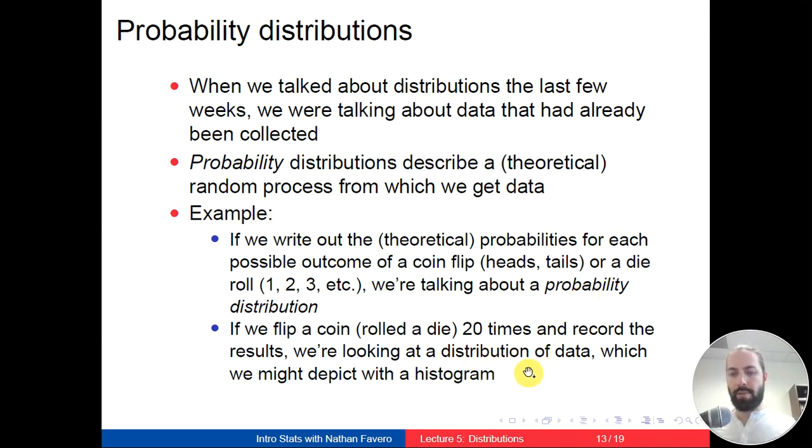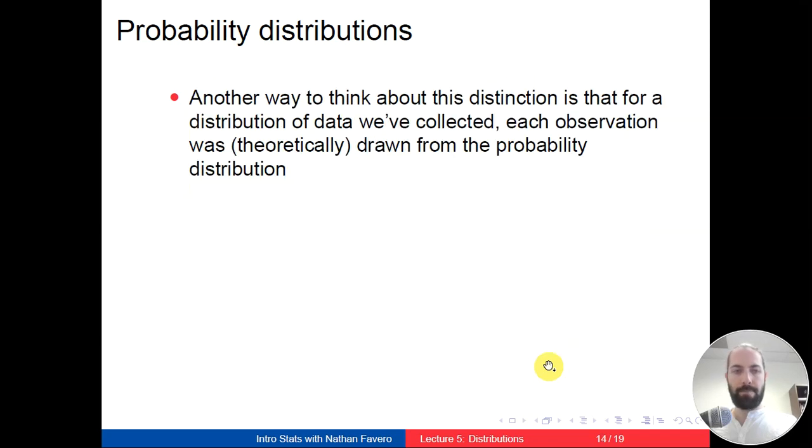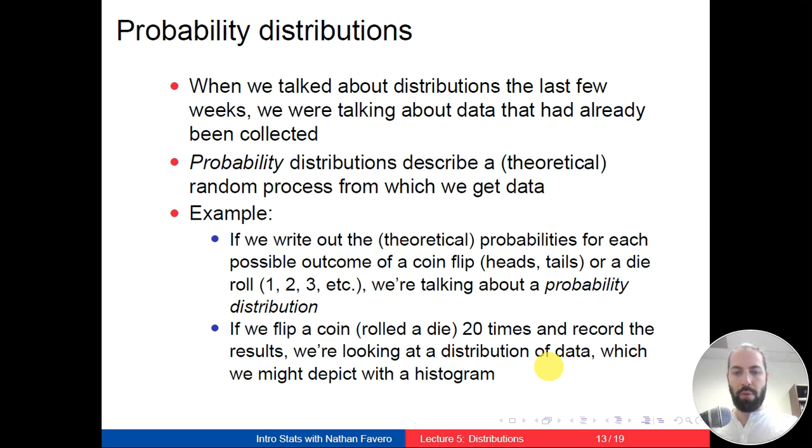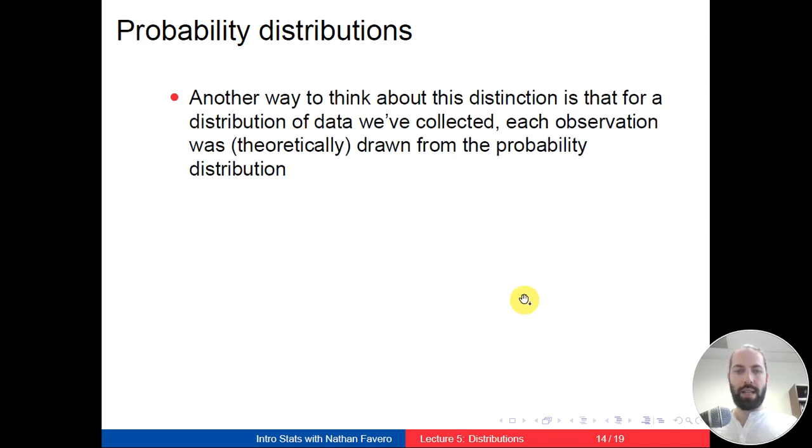We flipped a coin 20 times. Here are the different values that we got. Another way to think about this distinction is that for a distribution of data that we've collected, each observation was theoretically drawn from the probability distribution. In other words, we have 20 coin flips and we recorded the values, and each of those coin flips was one realization of this theoretical process, the probability distribution that we outlined above.